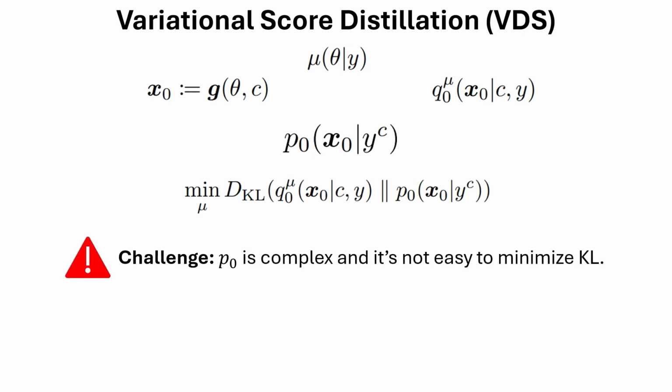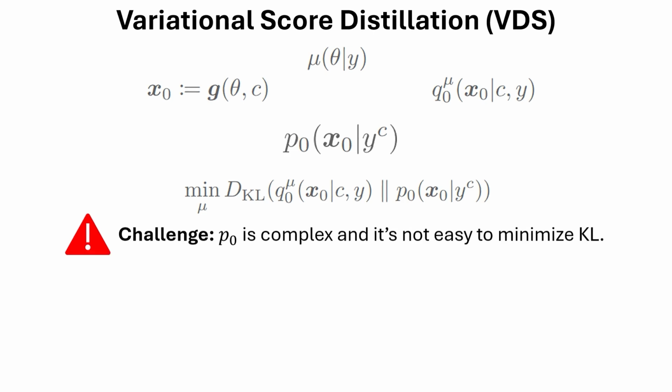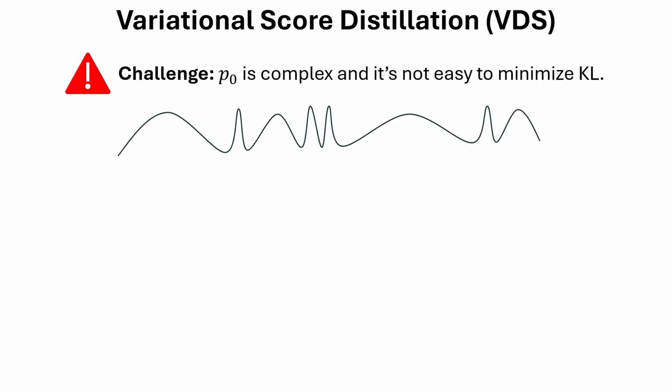But there is a challenge, and the challenge is that p0 is complex and it's not easy to minimize the KL divergence just by applying this loss. As a reason why, you can imagine p0 as a distribution of one-dimensional samples like this. In this figure, the x-axis denotes all the different possible values that we can get in our one-dimensional space, and the y-axis denotes the probability density value of that region. What can be seen is that we have lots of high-density areas that are extremely sparse. This can be our p0 distribution and makes it difficult for us to learn the variational distribution q0 to approximate it.